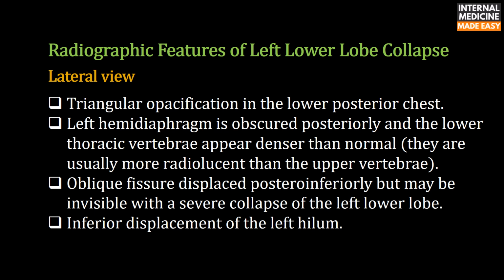In the lateral view, there is triangular opacification in the lower posterior chest. Left hemidiaphragm is obscured posteriorly and the lower thoracic vertebrae appear denser than normal. They are usually more radiolucent than the upper vertebrae. Oblique fissure displaced posterior inferiorly but may be invisible with a severe collapse of the left lower lobe. Inferior displacement of the left hilum.